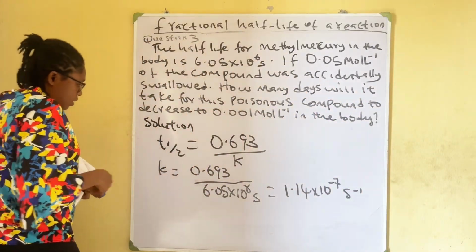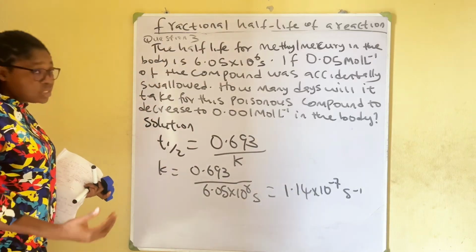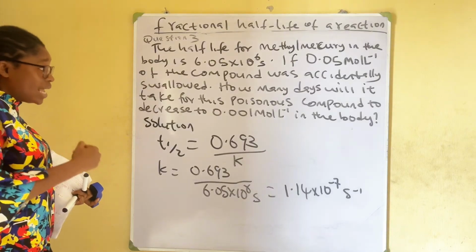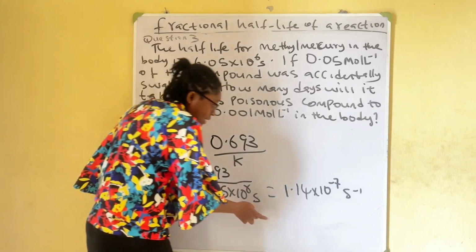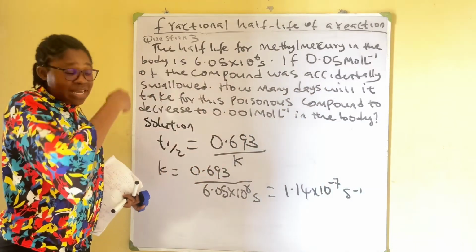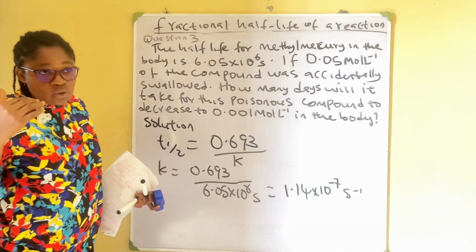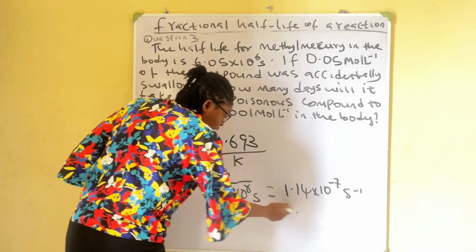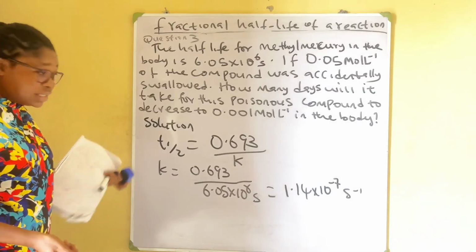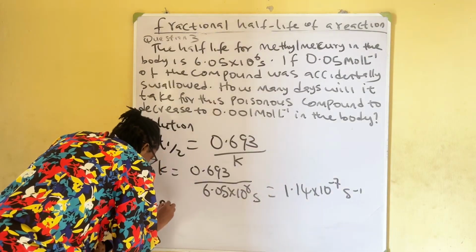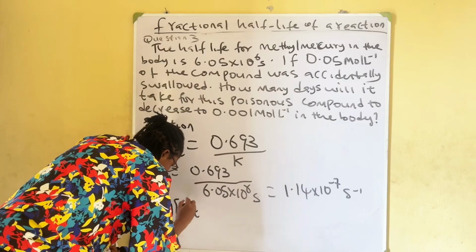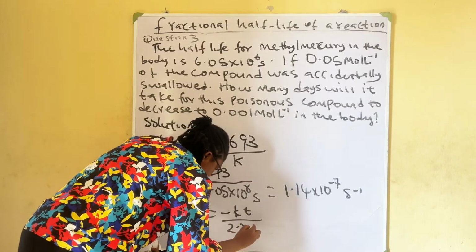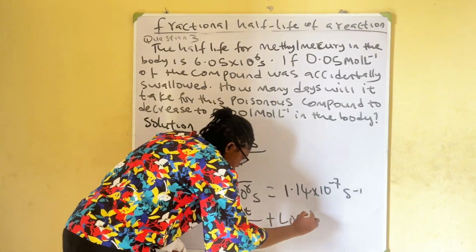So having found the rate constant, we are going to use the formula of first order reaction to find how many days. Since I did not convert the time to days yet, I want to convert it at the end. The time I'm going to get will be in seconds, then from there we'll convert it to days. If you also want to convert straight to days before you start, you still get the same answer. So log of the concentration at time t equals minus kt over 2.303 plus log of the initial concentration.